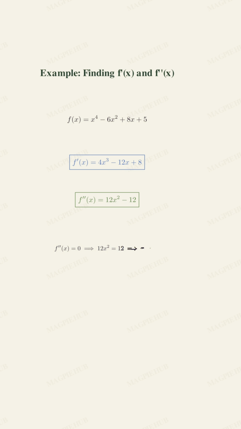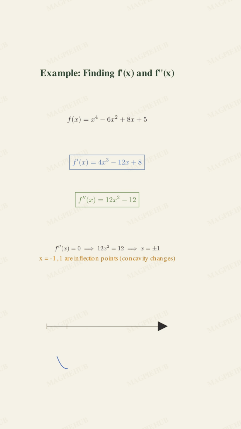Find f' and f'' for f(x) equals x to the 4 minus 6x squared plus 8x plus 5. First derivative, apply the power rule to each term. f'(x) equals 4x cubed minus 12x plus 8. Second derivative, differentiate again. f''(x) equals 12x squared minus 12.